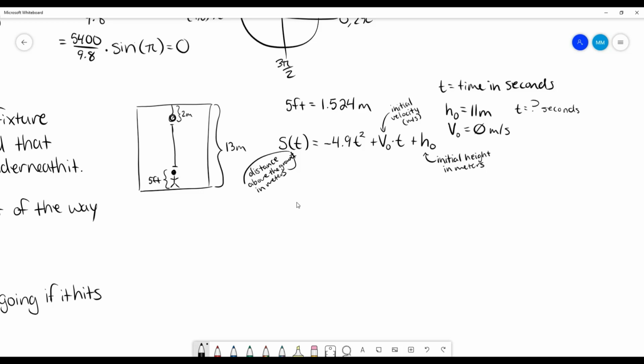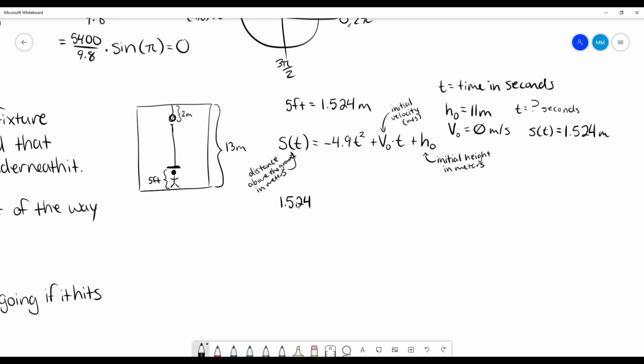Well, we know that the distance above the ground in meters, we want it to end up being this high, okay? So we want our S of t to equal our height, because that's as high as we want it to get, or as low, I suppose, to figure out how much time passes. So our height is this right here, 1.524 meters. So now we've got everything except t, and we can just plug that in.